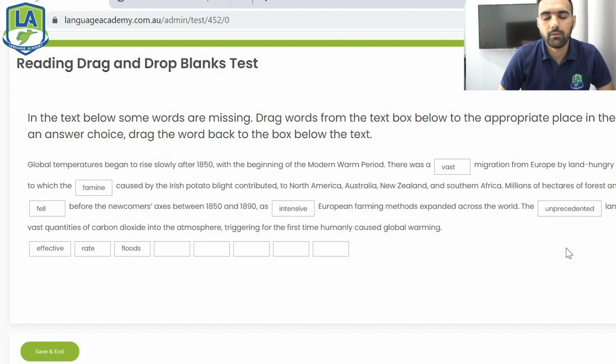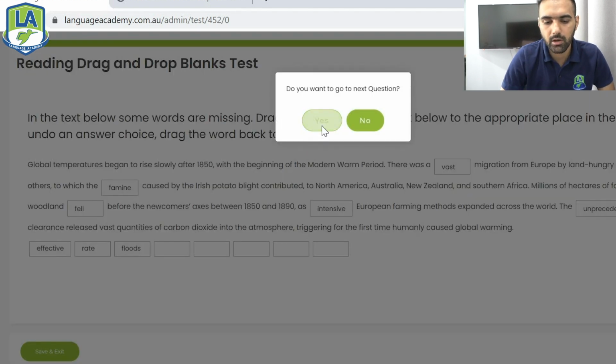If you have got all of these correct, very well done. If you have got one incorrect, nothing much to worry about. But if you have got more than one incorrect, please make sure you go through all the rules. I have released around 15 grammatical rules in the previous video. Make sure you go through that, note down all the rules, and practice around 25 reading blanks every day on languageacademy.com.au. Let's move on to the next one. Make sure you take 2 minutes and get your answers correct.